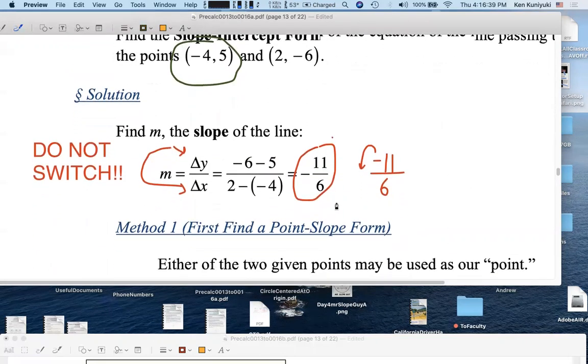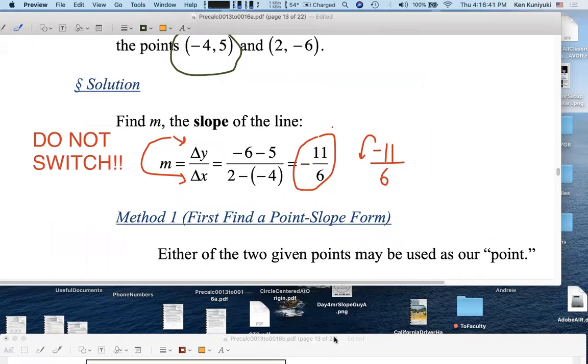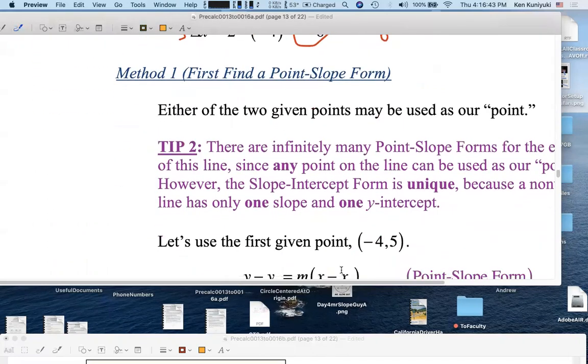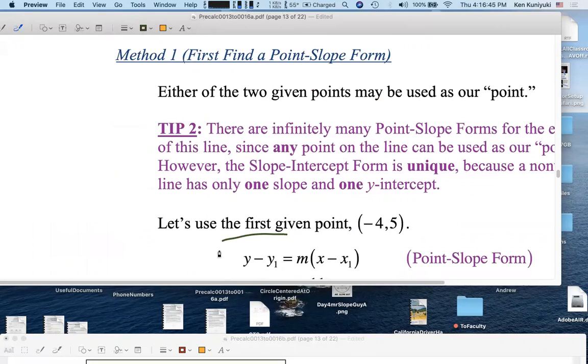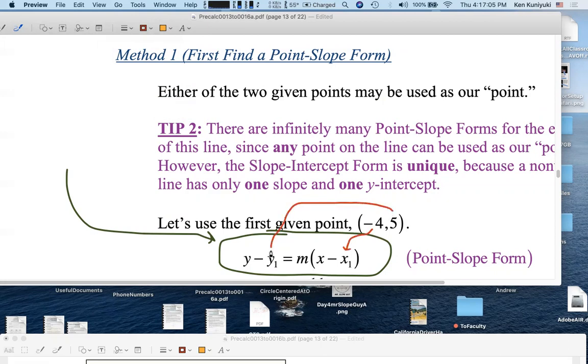It goes, all right, y minus y sub 1 equals m, the slope, times the quantity x minus x sub 1. And I'm choosing to use the first point, -4, 5. Now again, be careful. The -4 goes in here. It's the x-coordinate x sub 1. The 5 goes over here on the left in the y sub 1. Again, a lot of people switch these up.